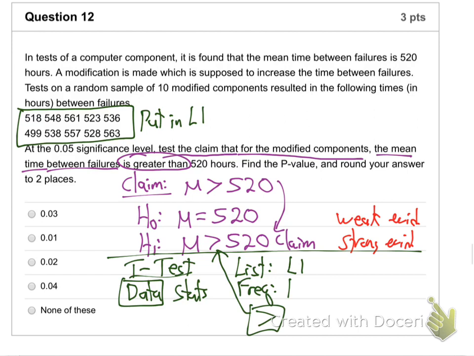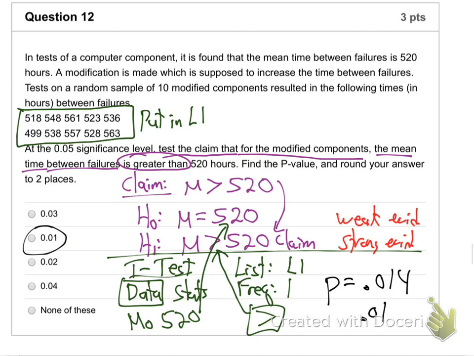Oh, and I forgot. Oh, it asks for mu0 also, doesn't it? Mu0 is 520. We get that from H0. So 520. List is L1, frequency 1. Choose greater than. And calculate. And so then I'm getting, after all that, a p-value that is 0.014. So 0.01. Just like that.